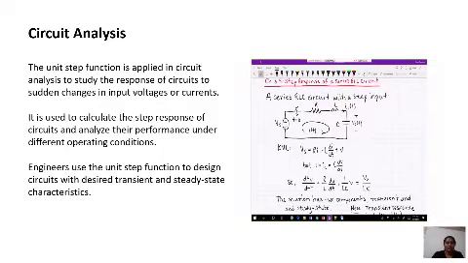Circuit analysis. The unit step function is applied in circuit analysis to study the response of circuits to sudden changes in input voltages or currents. It is used to calculate the step response of circuits and analyze their performance under different operating conditions. Engineers use the unit step function to design circuits with desired transient and steady state characteristics.